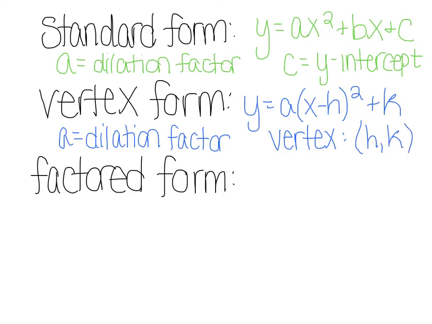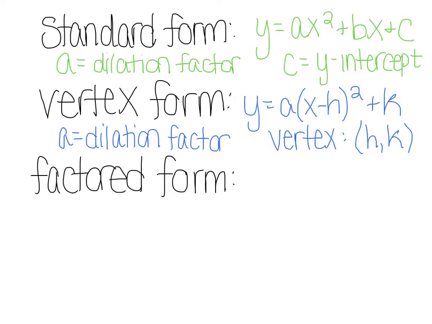Remember that h in this equation will always be the opposite. So if you have x plus 2 squared, h is going to be negative 2. If you have x minus 5 squared, h is going to be positive 5. K will always stay the same though.